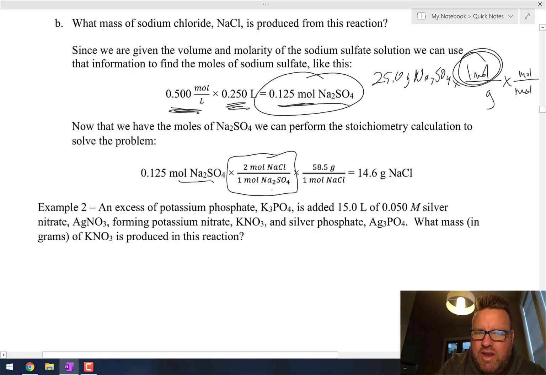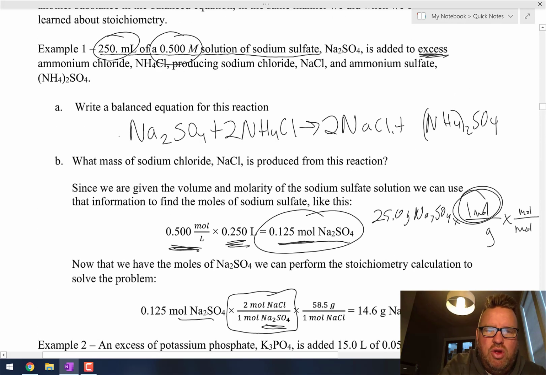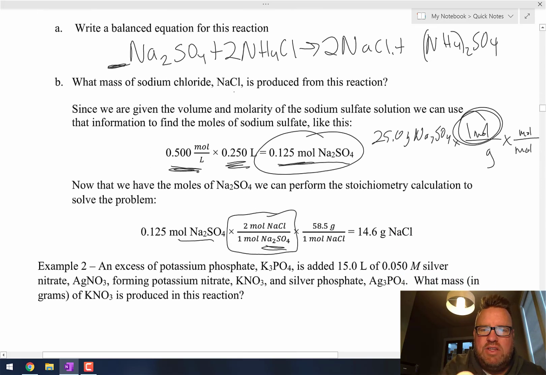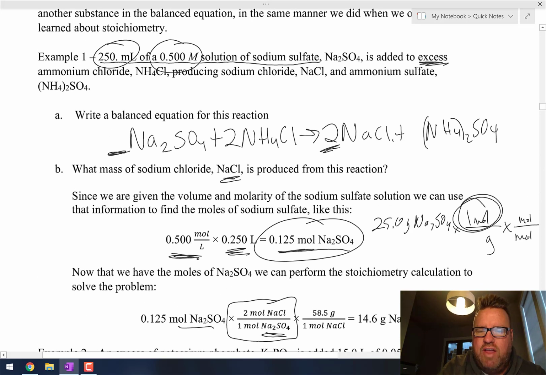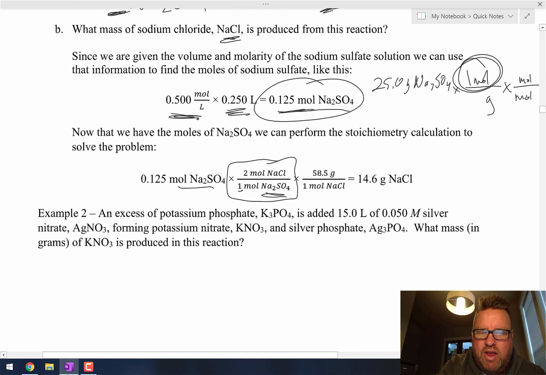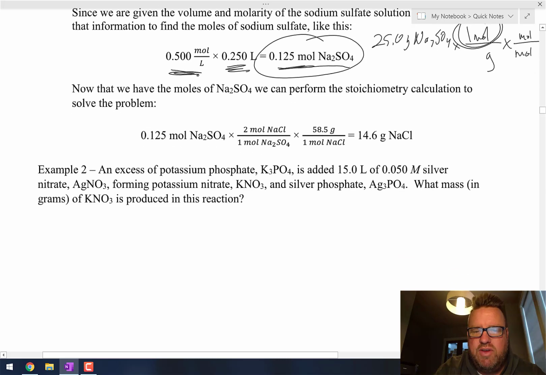We take the moles of Na2SO4, put them on the bottom, and then use that balanced equation: 1 mole of Na2SO4. In this problem, they're asking us about salt, NaCl, so we go to 2 moles of NaCl. 1 mole of Na2SO4 makes 2 moles of NaCl. Our final step is to convert the moles of NaCl to grams using the molar mass of NaCl. Then we go to our calculator and get our final answer of 14.6 grams of NaCl.